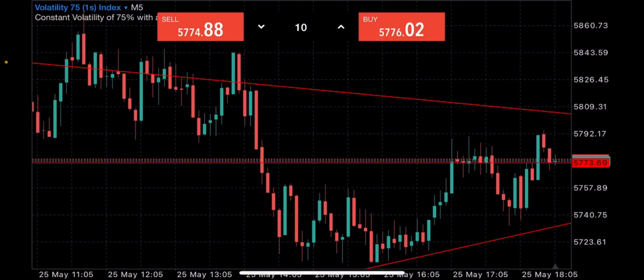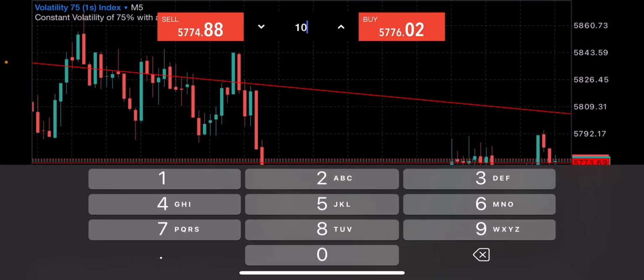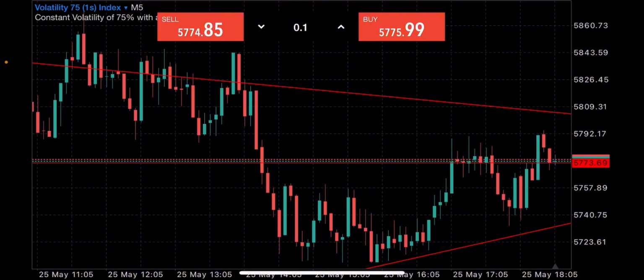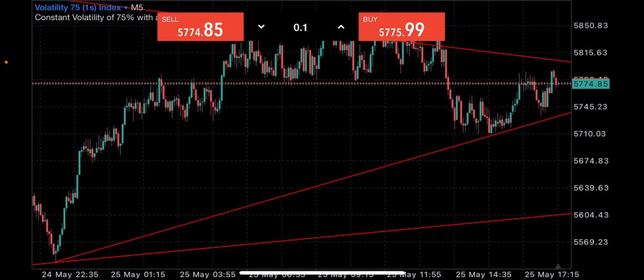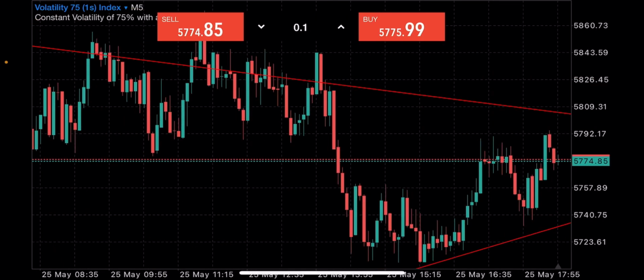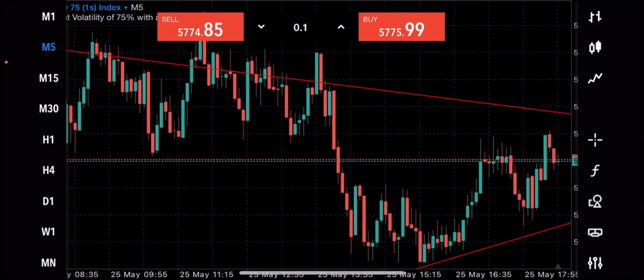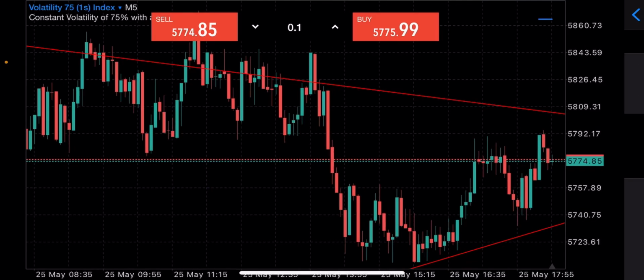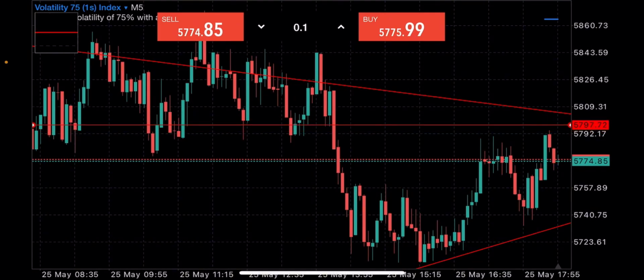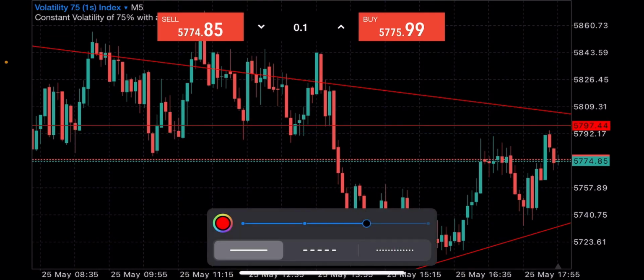So let's take our first sell. Let's take a sell right now. Sorry, my network is really poor, but we're going to sell at that zone, and our SL level is going to be above this high here.